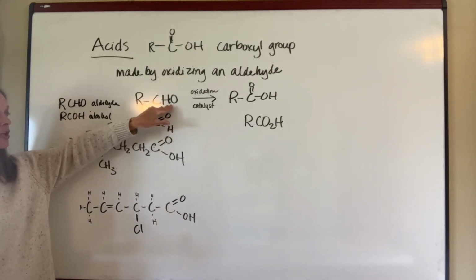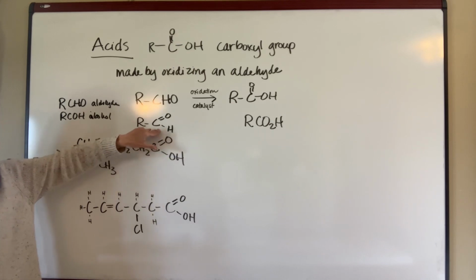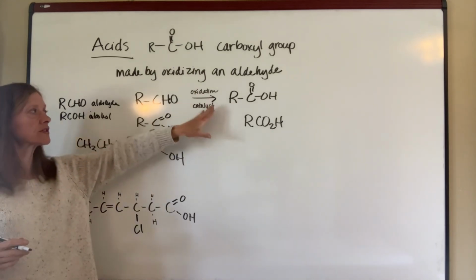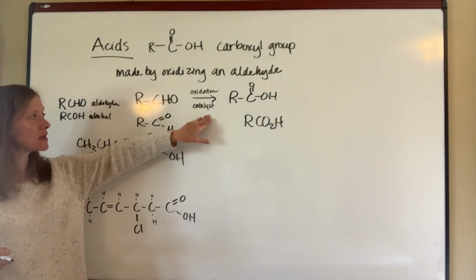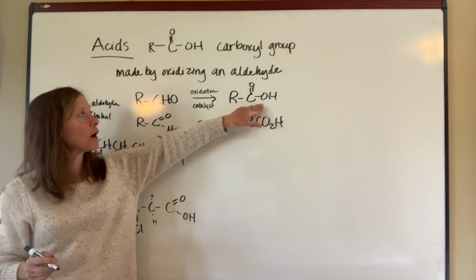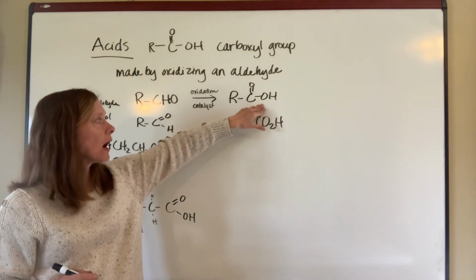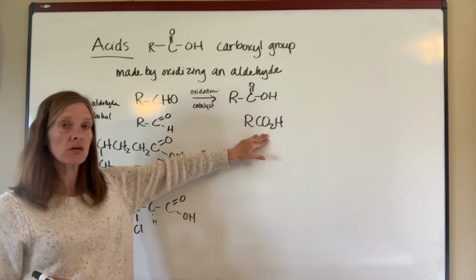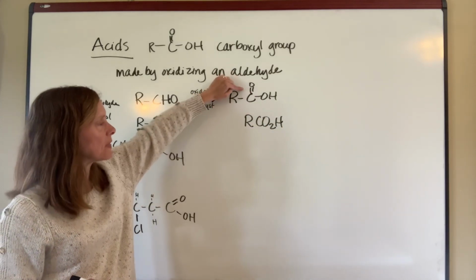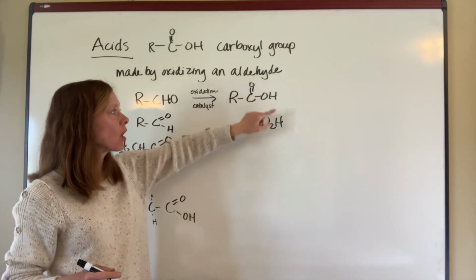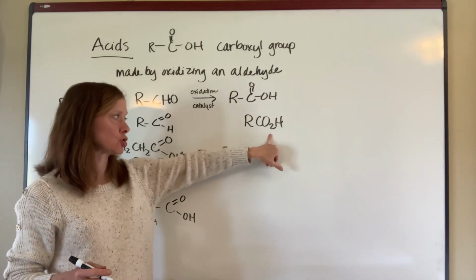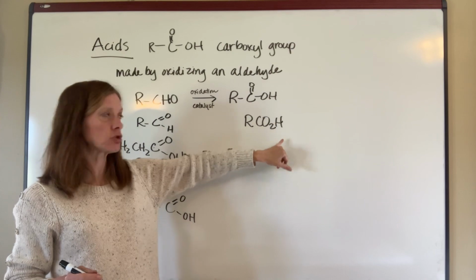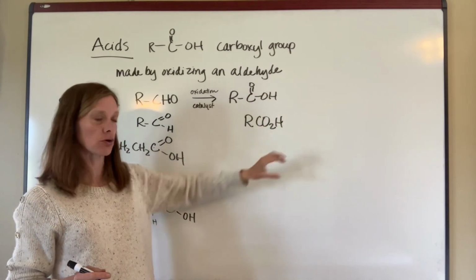So I've written it as CHO because this is an aldehyde with a doubly bonded oxygen. When I oxidize that in the presence of a catalyst, I will form a carboxylic acid. So you will see it written this way. You will also see it written like this. So you may see it written with the actual bonds, or you may just see the CO2H. So be sure that you're able to recognize it either way.